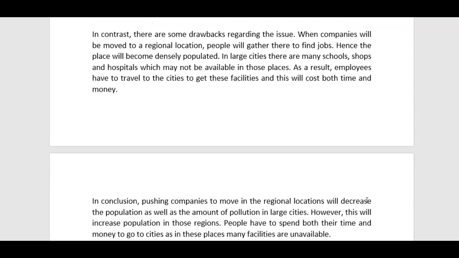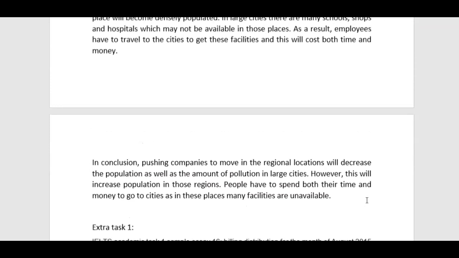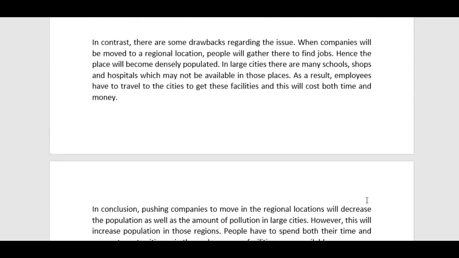Let's see. In contrast, good. I'm glad that you used in contrast. That's nice. Hold on. Let me see what happened here with my mouse. There we go. In contrast, there are some drawbacks regarding this issue. The issue. Fine. I would have preferred this issue. When companies will be moved to a regional location, people will gather there to find jobs. Hence, the place will become densely populated.